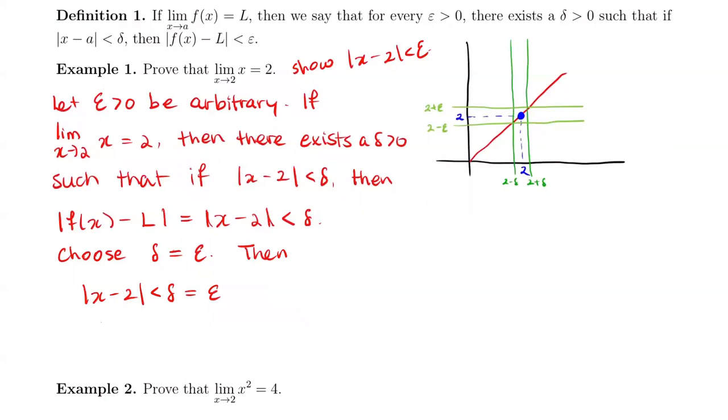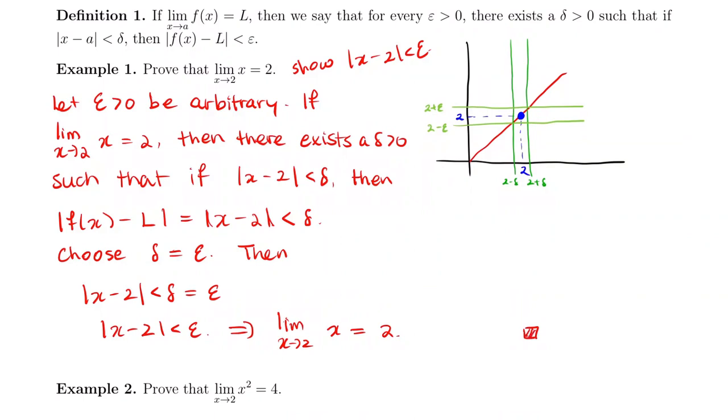So because we have that the absolute value of x minus 2 is less than epsilon, this implies that the limit as x approaches 2 of x is equal to 2. And the proof is done. So that's the general step here.